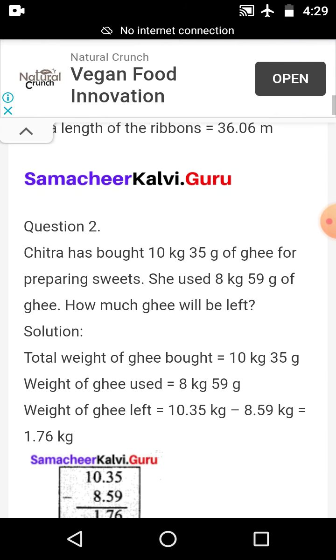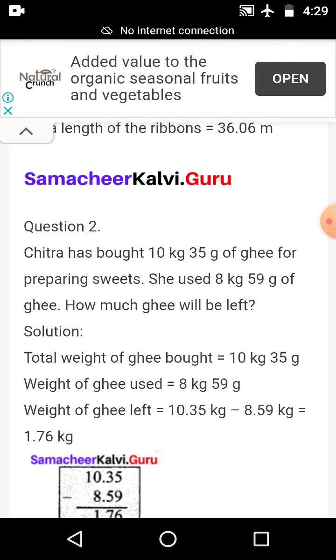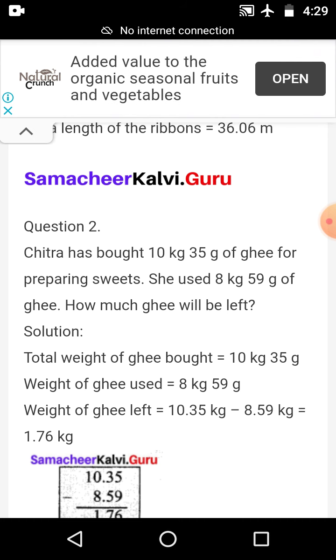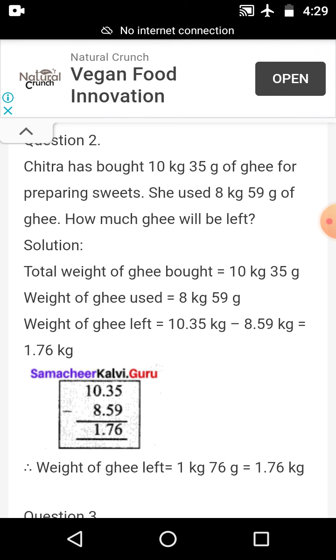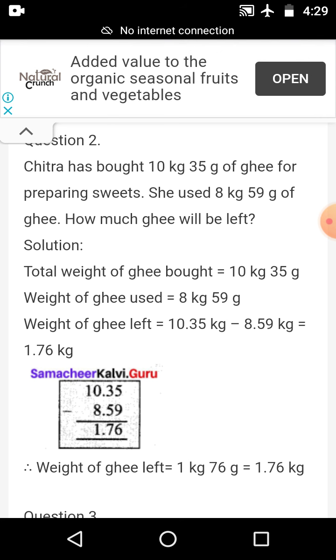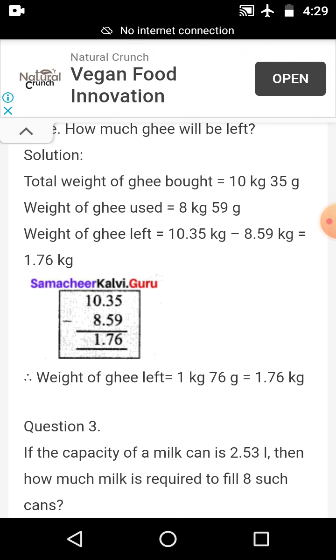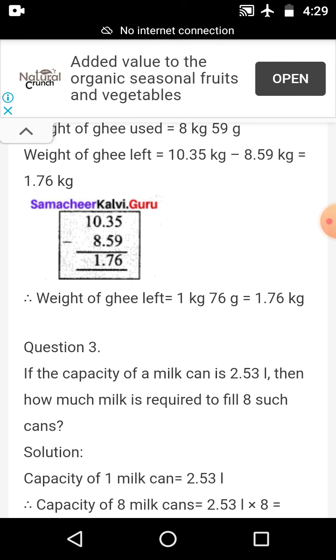Okay students, see the question number 2. Chitra has bought 10 kg 35 gram of ghee for preparing sweets. She used 8 kg 59 gram of ghee. How much ghee will be left? So we have to subtract here. First of all write total weight of the ghee and used ghee, and the final answer will be the remaining ghee. See the solution and write down in your tab note.